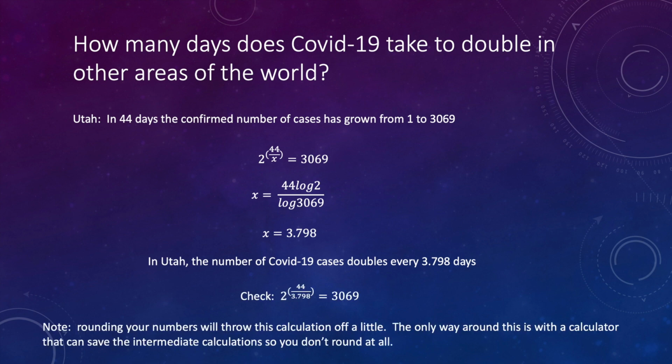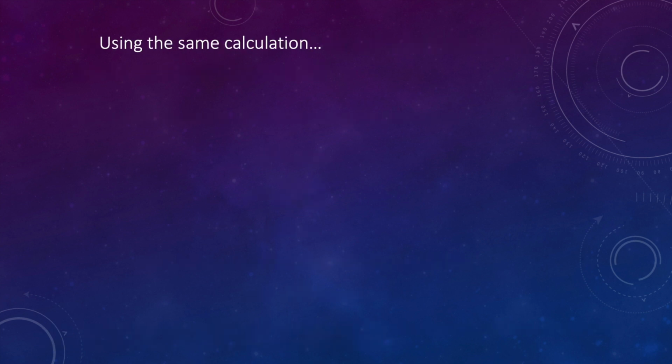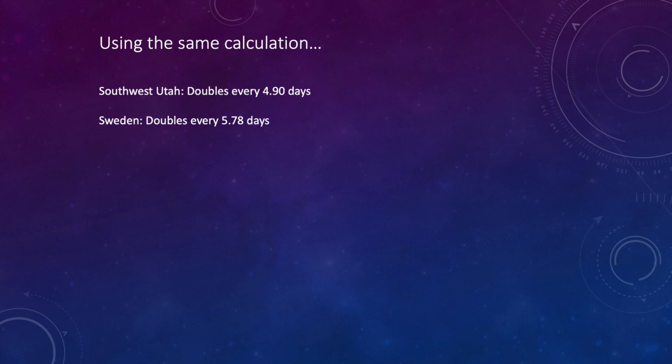You can put that number back in for x to check that it's true. Again, it'll be a little off because of rounding. Try not to round as much as possible. So you can use that same equation to find the doubling time for other areas of the world. Southwest Utah doubles every 4.90 days. Sweden doubles every 5.78 days. The United States, on average, is doubling every 4.54 days.